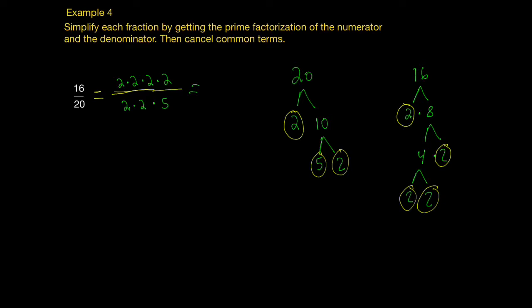And now we can follow these instructions right here. We've got to cancel common terms. So here I can cancel 2 2's from the numerator and the denominator. So this 2 cancels out with this 2. This 2 cancels out with that 2. Now whatever's left on the top, we multiply it together. So 2 times 2 is 4. And then 5 is the only number on the denominator, so that one's going to be the only thing we put on the denominator. And hence 16 over 20, the simplification would be 4 over 5.